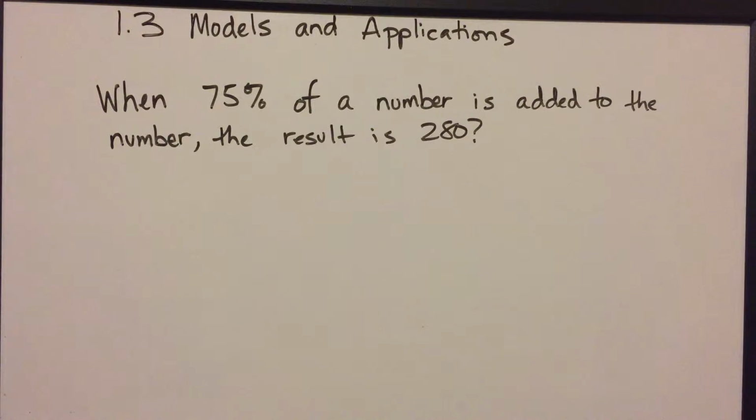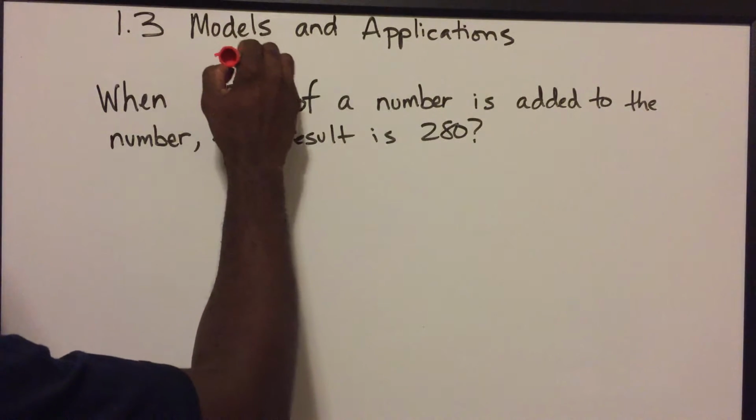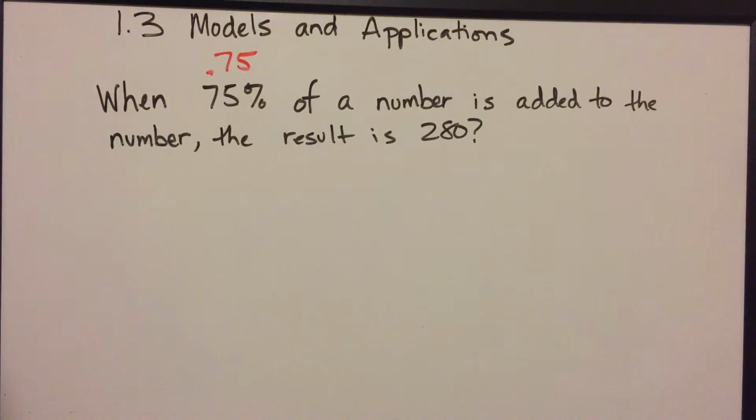Now, whenever we're dealing with percents, we do not place 75% the exact same way that it's written into the equation. Instead, this is placed into the equation as 0.75 because 0.75 times 100 gives us the 75%.